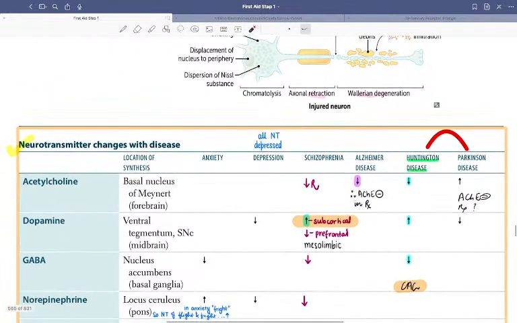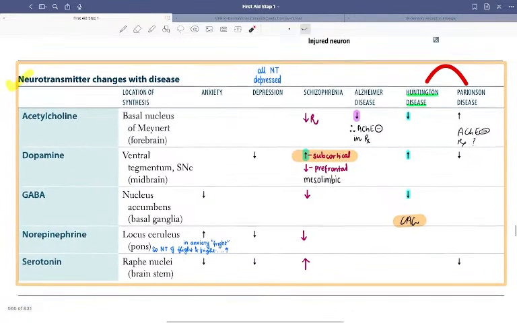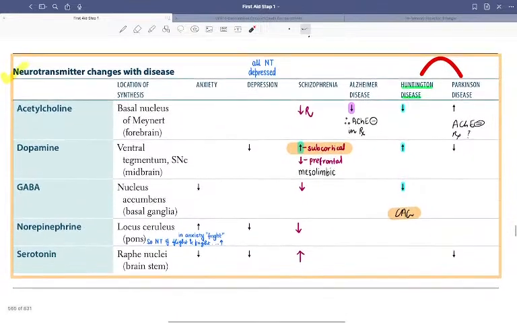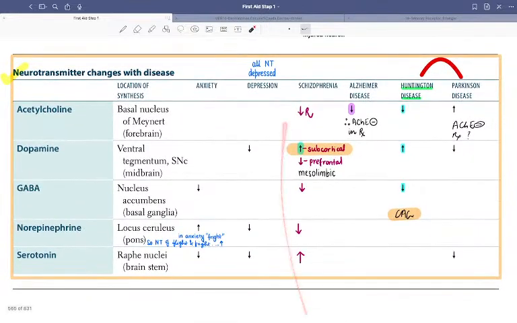So next is this. Now you can see how the chart is completely colored. This has come quite a number of times, Huntington's disease and this thing. So the basic thing, first acetylcholine, basal nucleus of Meynert, that is forebrain.